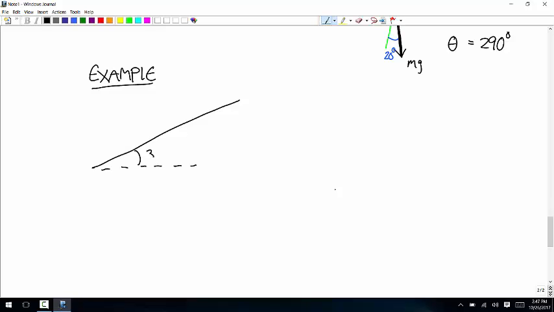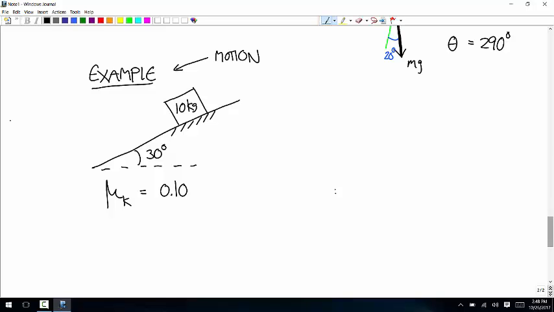Okay, so let's say this angle is 30 degrees, and this box has a mass of 10 kilograms. At this instant, it's sliding down the ramp. If the coefficient of kinetic friction is 0.1, oh, I didn't talk carefully about the units of the coefficient of friction.